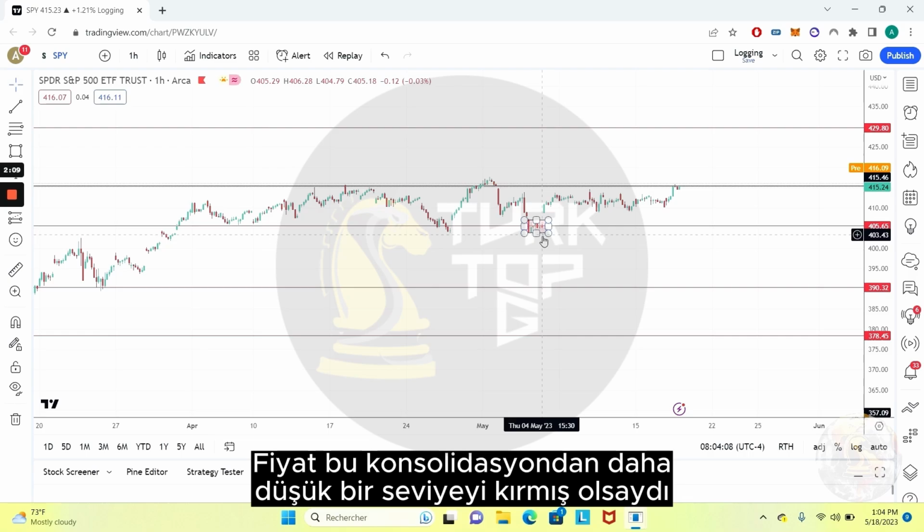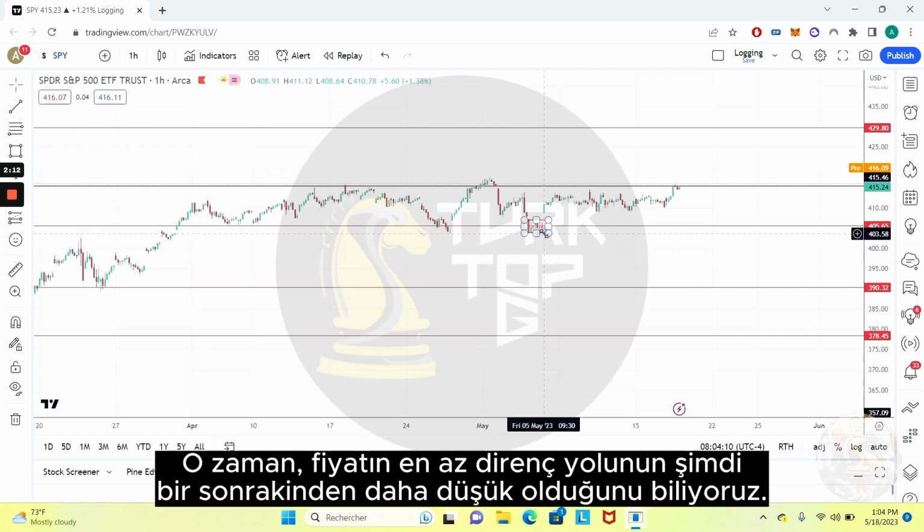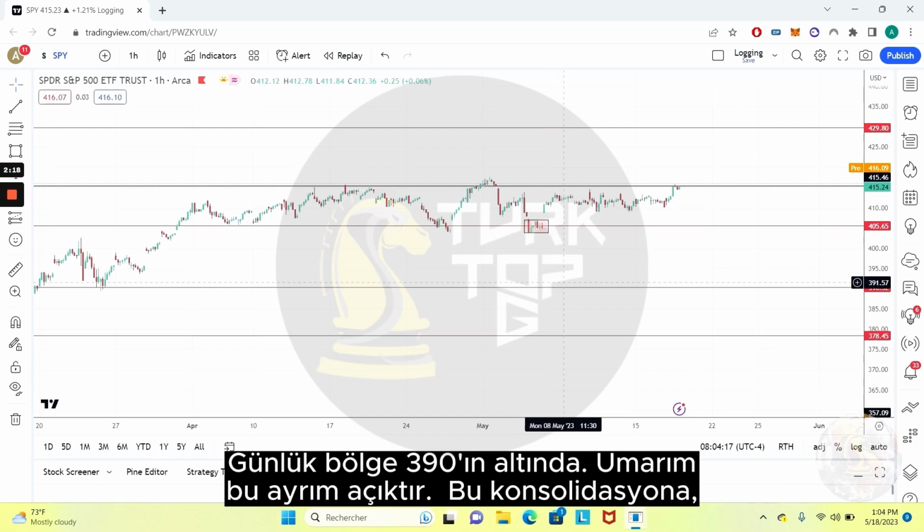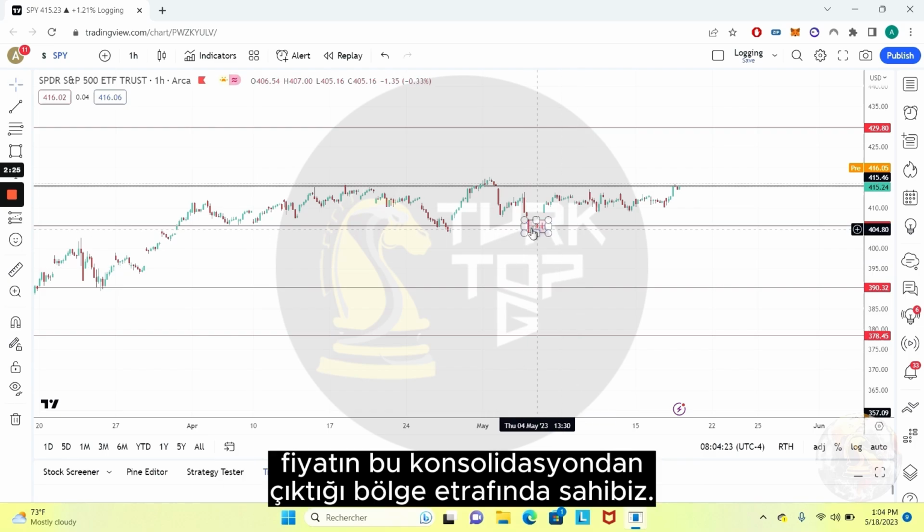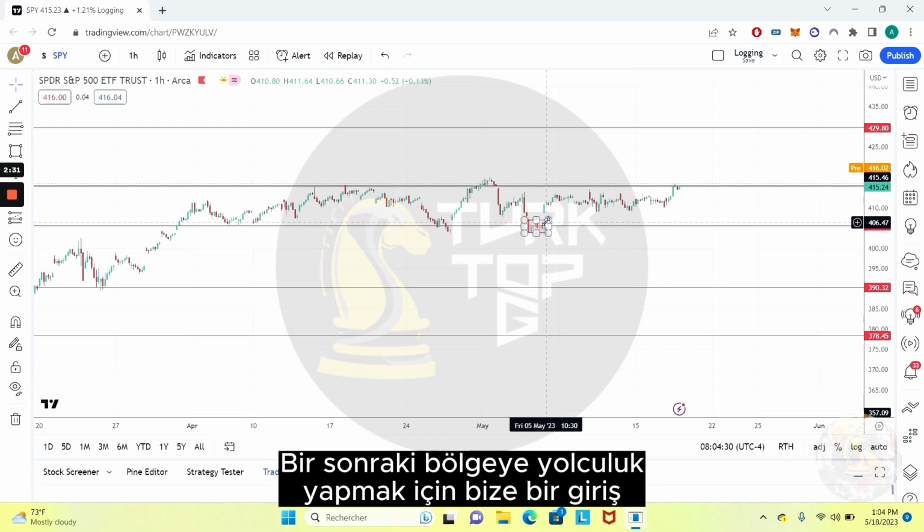If price had broken lower from this consolidation, then we know that the path of least resistance is now lower to the next daily zone below, around 390. I hope that distinction is clear. We have this consolidation around this zone, where price leaves this consolidation, gives us an entry in order to take the journey to the next zone.